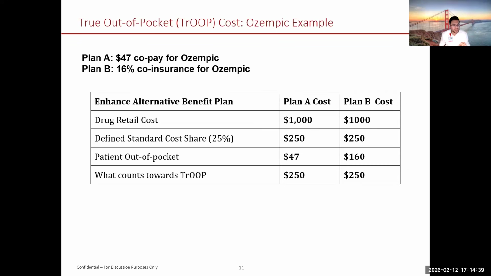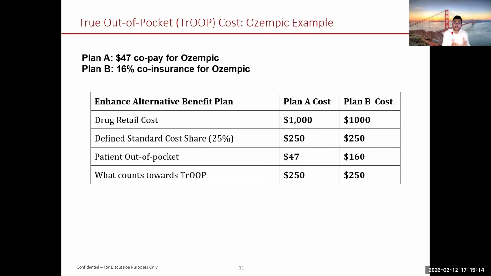Let's take two different types of enhanced plans. They both have a $615 deductible. Plan A has a $47 copay for Ozempic and other tier 3 drugs. Plan B has a 16% coinsurance for Ozempic and other tier 3 drugs. So if we say Ozempic at retail level costs $1,000 cash price per month, which is about what it costs, and the defined standard we just talked about is 25%, that's the most insurance can make you pay for this type of drug. So 25% of $1,000 is $250.